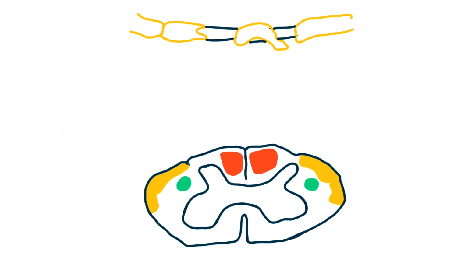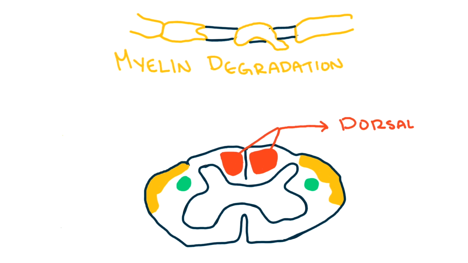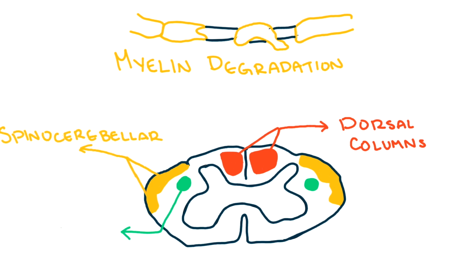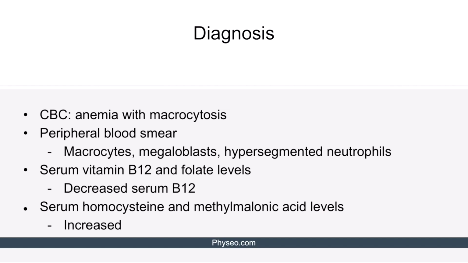As we mentioned on previous slides, vitamin B12 deficiency can result in myelin degradation, and myelin degradation involving the dorsal columns of the spinal cord results in decreased sensation of vibration and proprioception. The involvement of the spinocerebellar tracts results in ataxia, and the involvement of the lateral corticospinal tracts results in spasticity and hyperreflexia. So in short, if a patient with macrocytic anemia presents with a constellation of neurological findings, think of vitamin B12 deficiency. Next, let's cover the diagnostics of vitamin B12 deficiency.